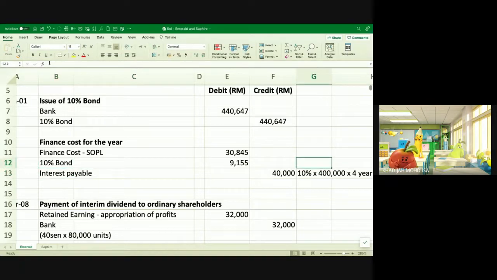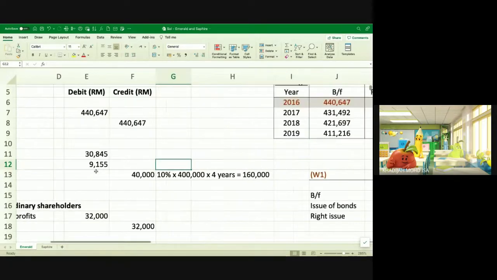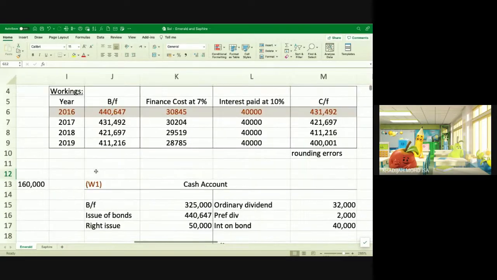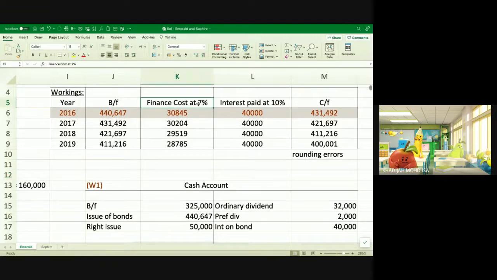So over the years, oh, this 7% came from somewhere. Dr. Intan, did she explain all this?